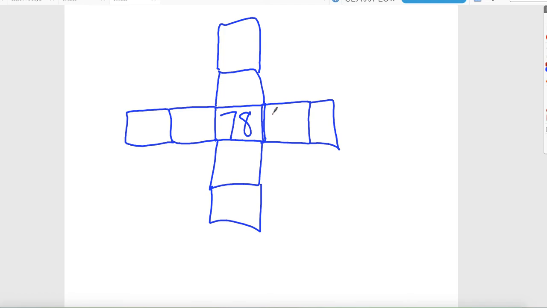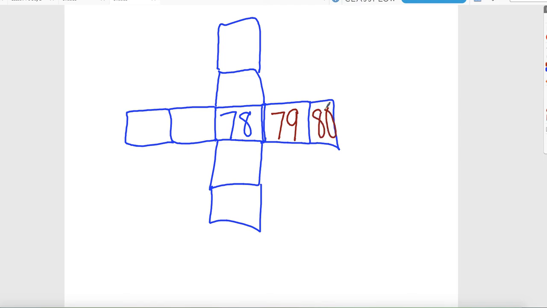79, very good. So next to the number 78, I would put 79. Then I want to go one more than 79. If I go one more than 79, Alina, what number is it? 80. 80, very good. That was the easy part.